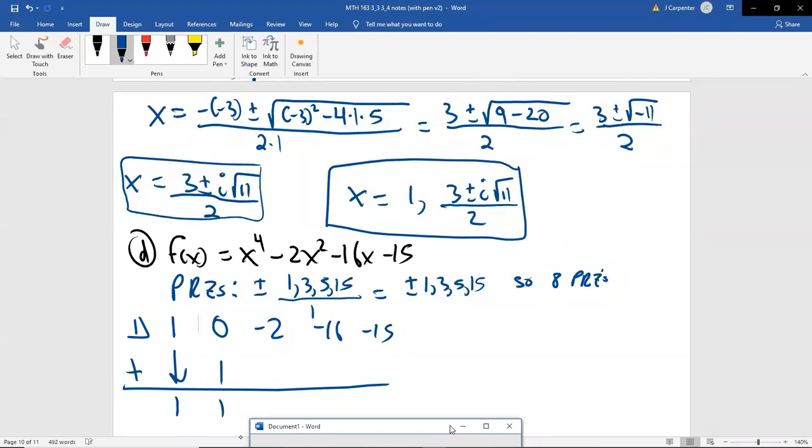All right, 0 plus 1 is 1. 1 times 1 is 1. Negative 2 plus 1 is negative 1. Negative 1 times 1 is negative 1. Negative 16 plus negative 1 is negative 17. Negative 17 times 1 is negative 17. Add those and you get negative 32, which is not 0. Remember, our goal is for this to be 0.